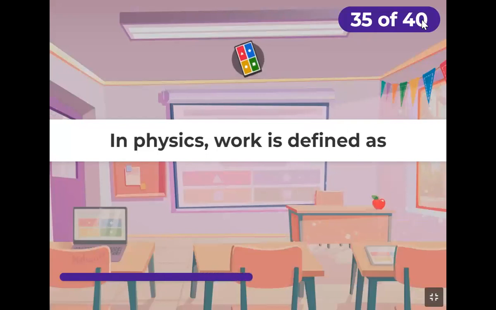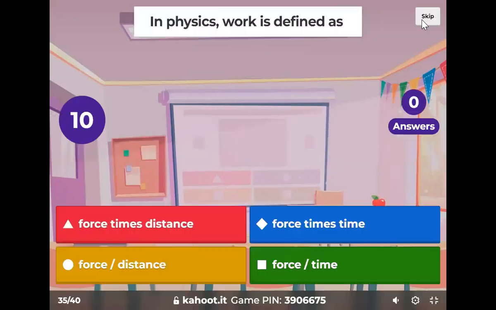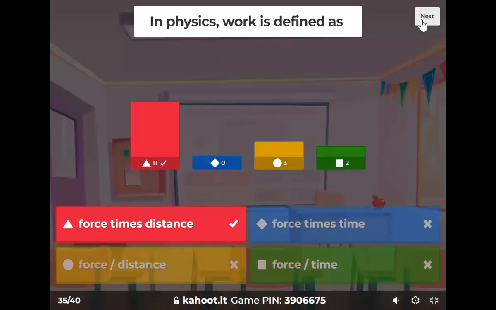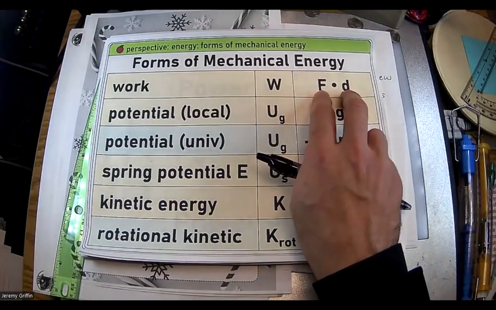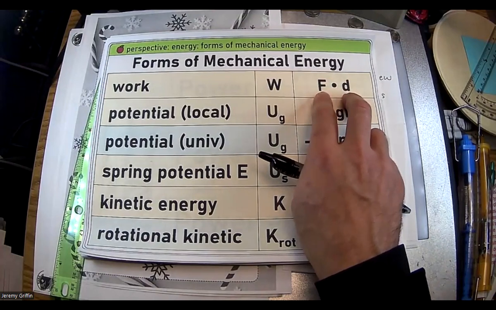In physics, work is defined... okay, so work and energy. Work is defined as force times distance. So work is a transfer of energy. If you push on something with some force for some distance, now that's a dot product. So you only multiply together the parallel components. This is force dot distance.